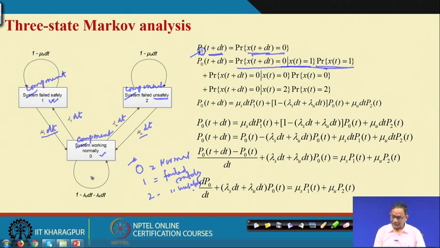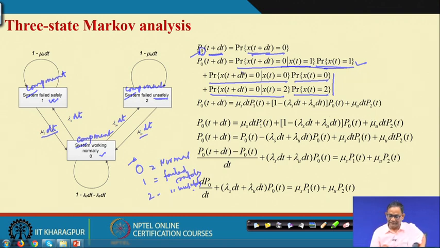Similarly, it is at state 0 and it remains in this. Similarly, it is at state 2 and remains at state 2. So, these three terms will be added: the probability term related to staying at state 1 and transition to state 0, staying at state 0 and remaining at state 0, and staying at state 2 and transition to state 0. So, this. Now, if you do algebraic manipulation, you will be getting the result.